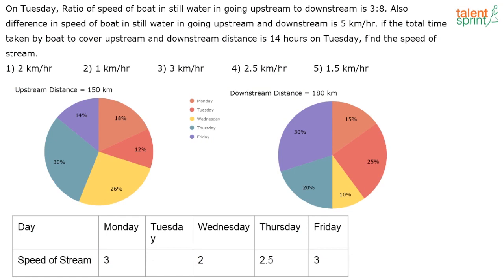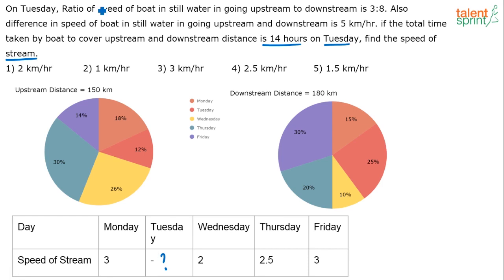Here's the next question, quickly. On Tuesday, ratio of speed of boat in still water in going upstream to downstream is 3:8. Also, the difference in speed of the boat in still water in going upstream and downstream is 5 kilometers per hour. If the total time taken by the boat to cover upstream and downstream distance is 14 hours on Tuesday, find the speed of the stream. So this time we have to find the speed of the stream on Tuesday, right? So far we have been working on finding out the speed of the boat, but this time the speed of the stream has to be calculated.